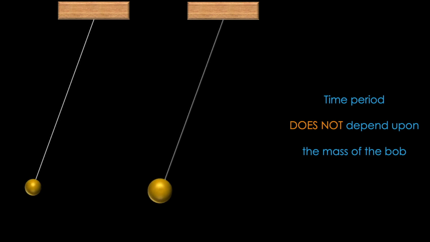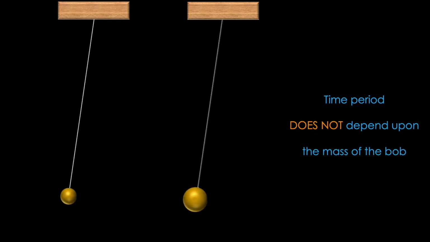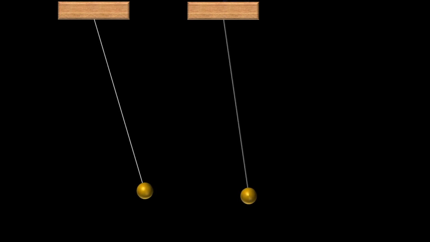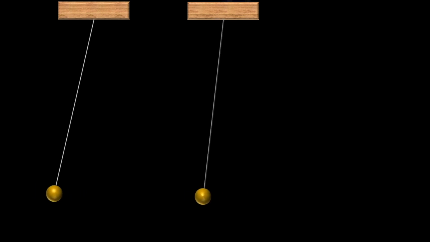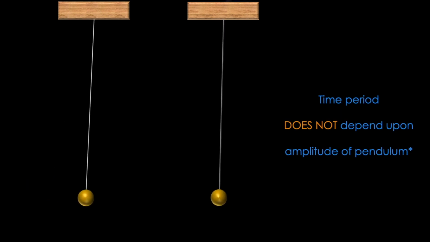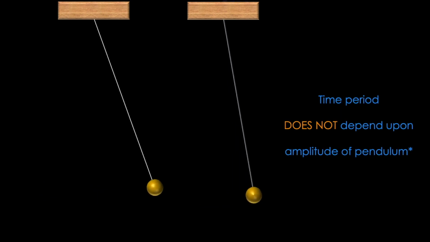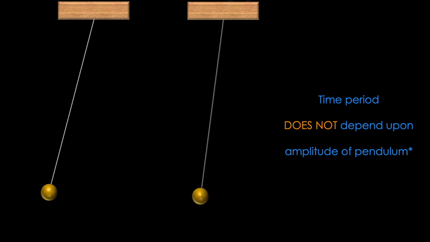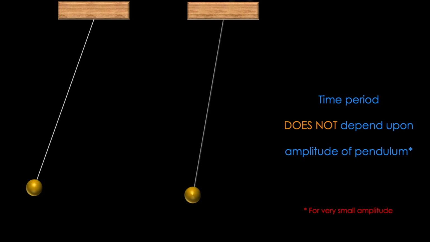Next, let's look at another factor, and this time it is the amplitude of the pendulum. Here, the pendulum on the left has a greater amplitude compared to the one on the right. However, we find that both the pendulums swing with an equal time period, which means that again, the time period of a pendulum does not depend upon its amplitude. Now this applies only when the amplitude is very small.